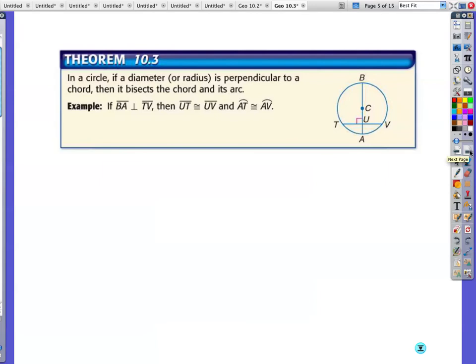Okay, this one needs to go in your notes. You need a picture and everything. In a circle, if a diameter or a radius, they don't have to draw the entire diameter, is perpendicular to a chord, so notice how I have the right angle. Here's your diameter, here's your chord. Then it bisects the chord and it bisects the arc. So this arc is cut into 2 equal pieces. So this piece right here is congruent to this piece. Your arcs have been cut in half, but so is your chord. Okay, so that's kind of a big rule coming up here.